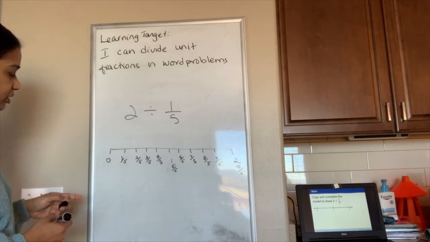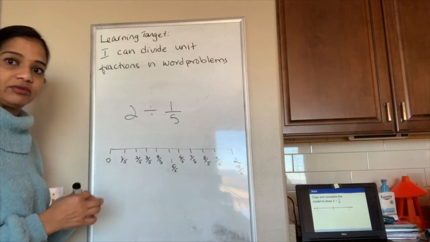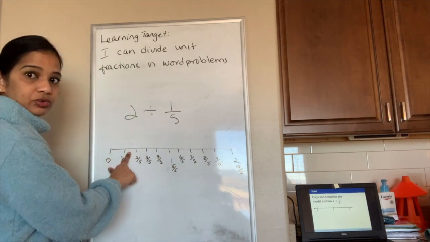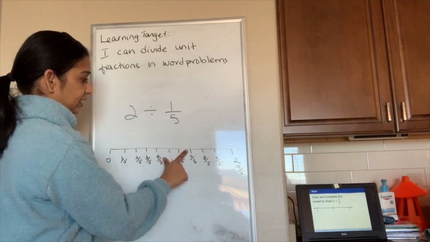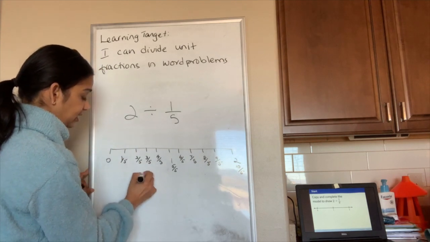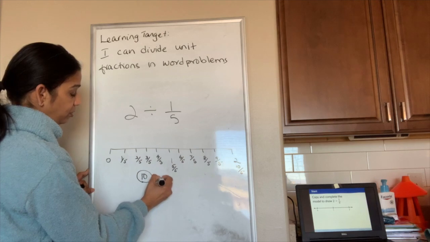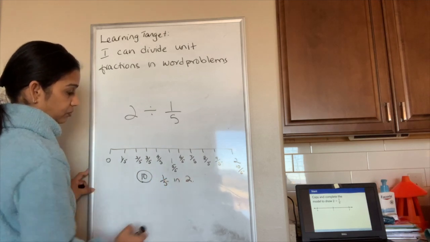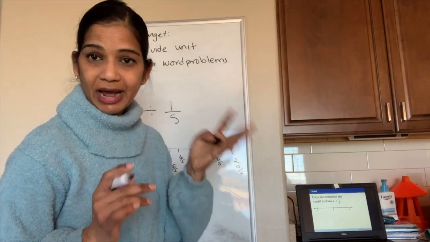So let's look at a few things. How many fifths do I have in 2? Should we count it? We're gonna count it all together, okay? 1, 2, 3, 4, 5, 6, 7, 8, 9, 10. So we have 10, right? 10 1/5s in 2.